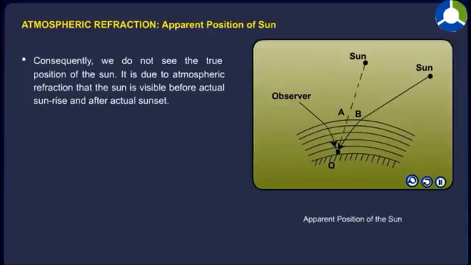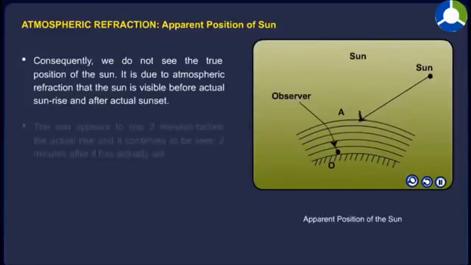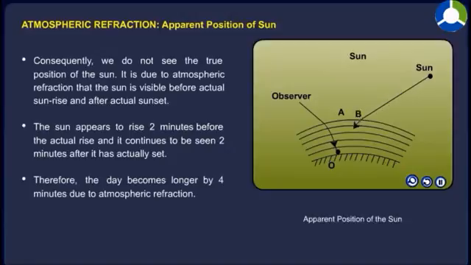It is due to atmospheric refraction that the sun is visible before actual sunrise and after actual sunset. The sun appears to rise 2 minutes before the actual rise, and it continues to be seen 2 minutes after it has actually set. Therefore, the day becomes longer by 4 minutes due to atmospheric refraction.